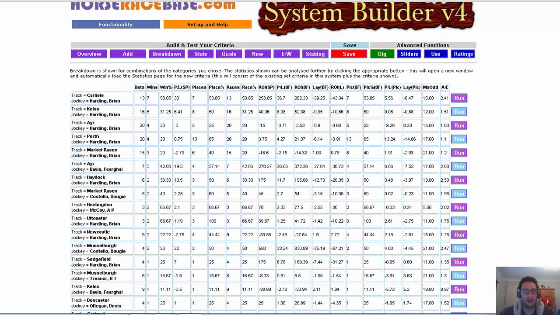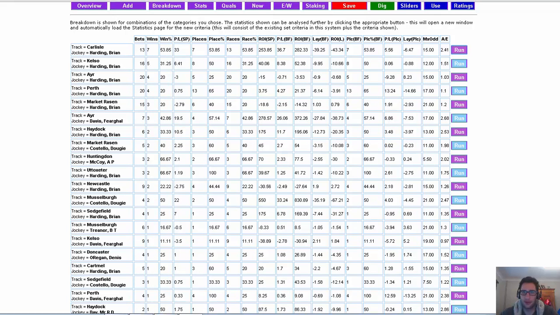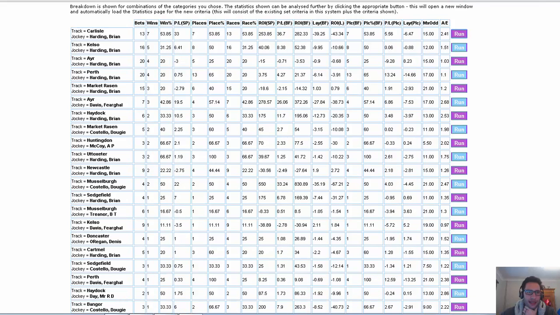But yeah, Brian Harding, Carlisle, 7 from 13, 7 places, profit of 33 points, Betfair 36, 141% above market expectations. So that's all right. Brian Harding at Kelso, again, 31%. 6 points, that might be better taking bigger prices as well, but they're performing way above market expectations still, so that's good for the future. And then we're kind of getting down.